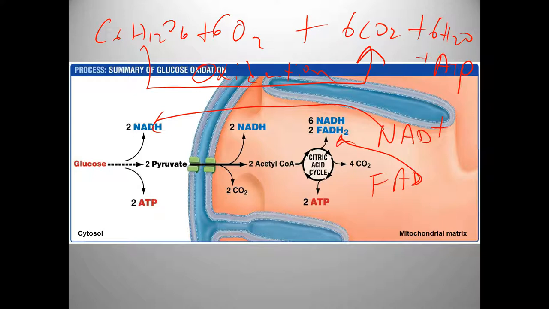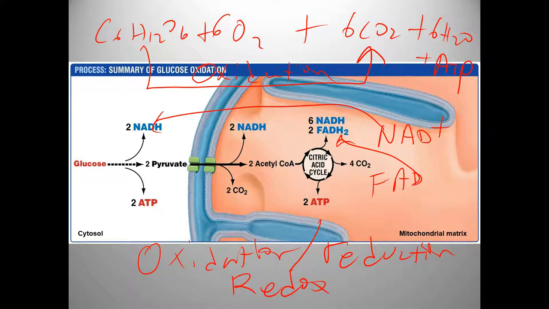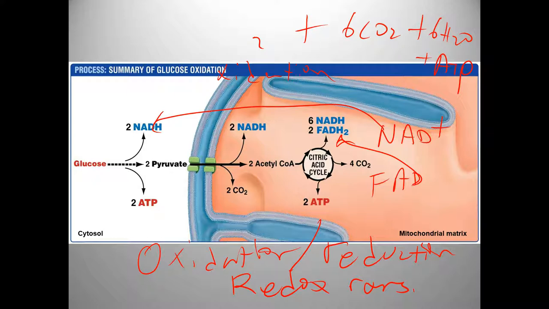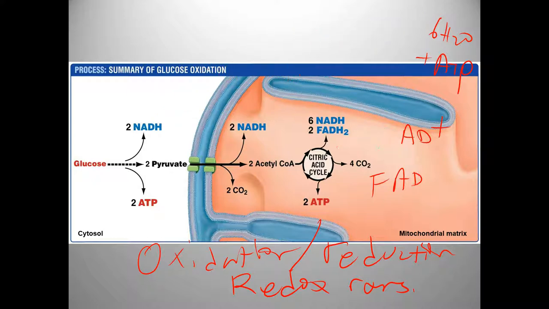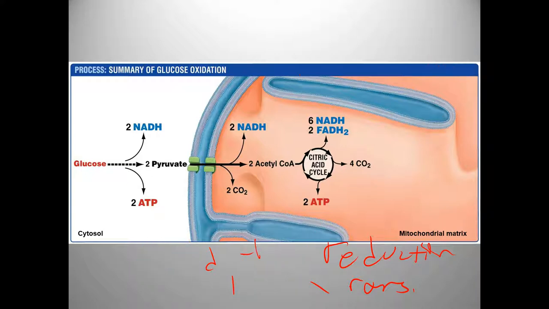All right, so in this case we have reduced NAD plus to NADH and reduced FAD to FADH2. All right, because for every oxidation reaction, you have a reduction reaction. All right, so these are redox reactions. All right, so now we have all of these reduced electron carriers. All right, so now we're going to talk about where those electrons are going to go and how they're going to be used by the mitochondria.